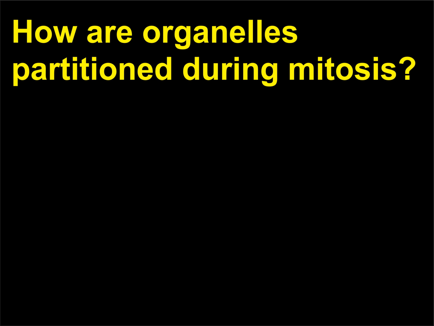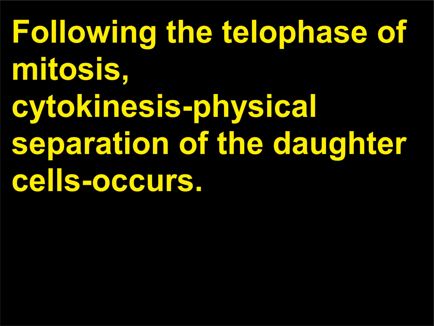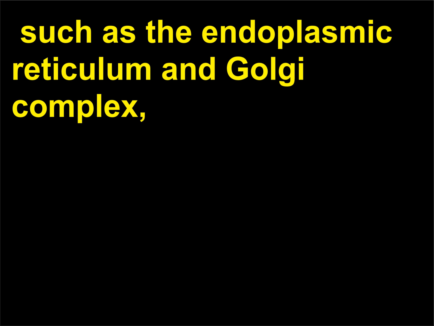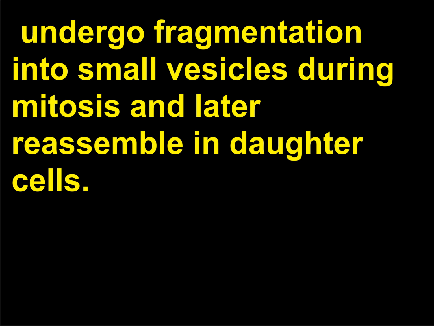How are organelles partitioned during mitosis? Following the telophase of mitosis, cytokinesis, or physical separation of the daughter cells, occurs. Although the exact mechanisms are not clear, it appears that larger organelles, such as the endoplasmic reticulum and Golgi complex, undergo fragmentation into small vesicles during mitosis and later reassemble in daughter cells.